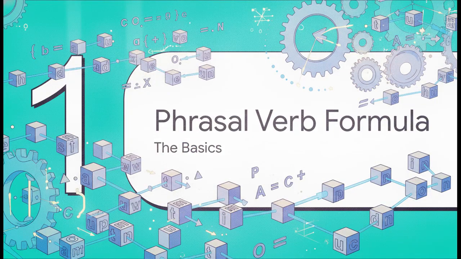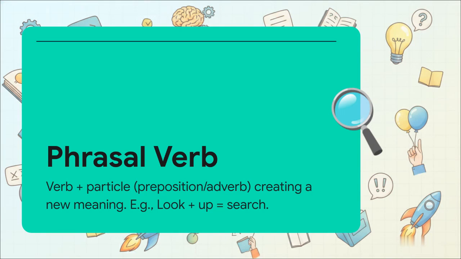Section 1, the phrasal verb formula. Okay, let's establish a really crucial foundational truth right out of the gate. Phrasal verbs are not just chaotic, random vocabulary words sent to ruin your test score, I promise. They're actually built on pretty strict mathematical formulas. A phrasal verb is simply a base verb plus a particle, usually just a tiny preposition or an adverb. But together, they create a totally new meaning. Just think about the verb look. Add the little particle up, and the formula completely changes. Look plus up equals search for information. The original verb is literally transformed.